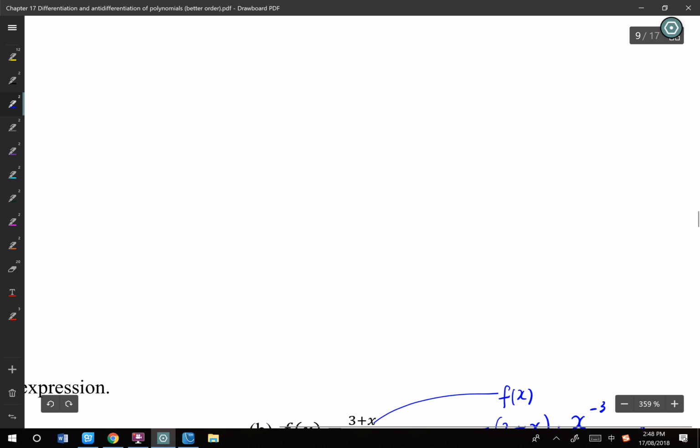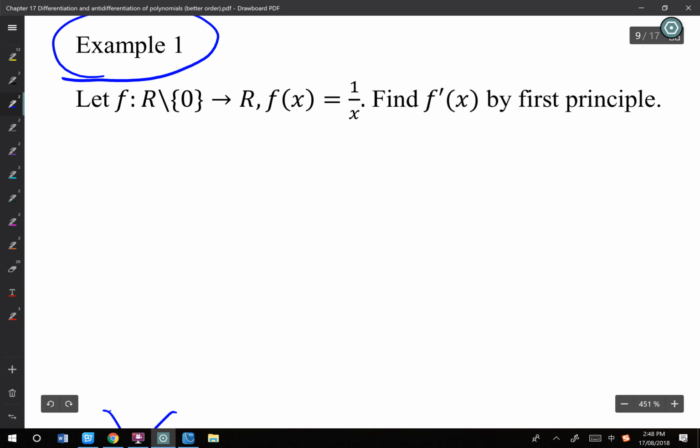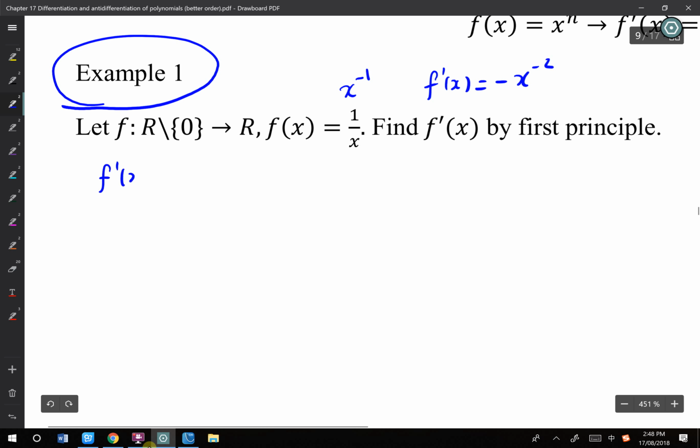Okay, going up to example 1. Just revise first principle again, how to use first principle to find the derivative. Well, you know that's x to the power of -1. The derivative should be minus x to the power of -2. That's what I should have in the end after using first principle. So with first principle, I will write f dash x equals the limit as h approaches 0 of f(x plus h) minus f(x), over h.